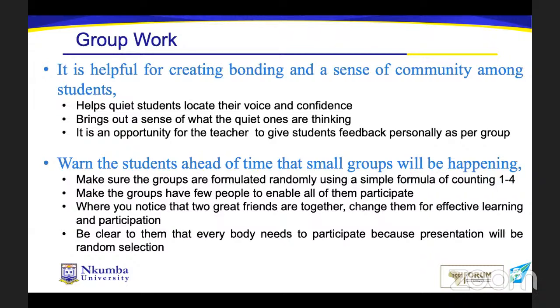Don't overcrowd the groups. Make them smaller so that you can allow each individual to participate within the groups. Always be clear to them and have clear instructions. For example, participation is mandatory, and whoever does not participate will be penalized. This is to encourage them to work together as a group.